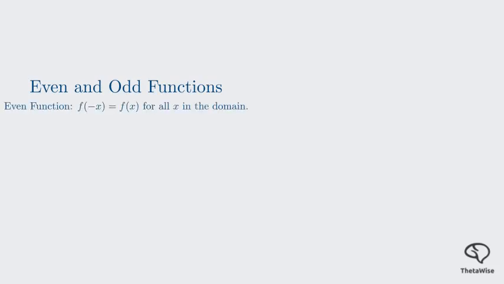A function f is called an even function if, for every x in its domain, f of negative x equals f of x. This means that plugging in a negative number gives you the exact same output as plugging in the positive version of that number. Visually, even functions are symmetric with respect to the y-axis. If you were to fold the graph along the y-axis, the two halves would match perfectly.